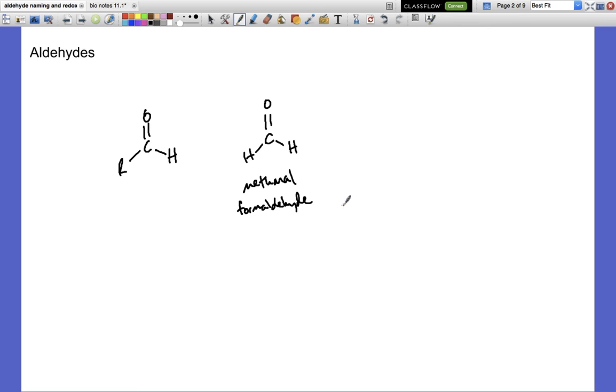And you've heard of that before. Formaldehyde is that stuff they use to embalm dead tissues. So again, we've referred to that before because it's a reduced form of sugar, right? It is actually technically a carbohydrate. There's 1 water per carbon.